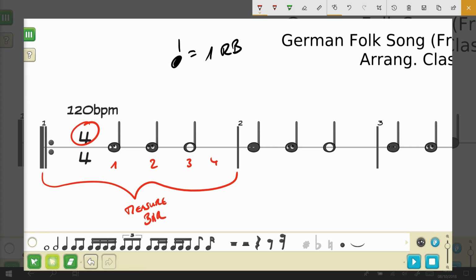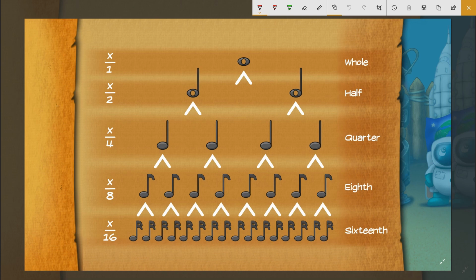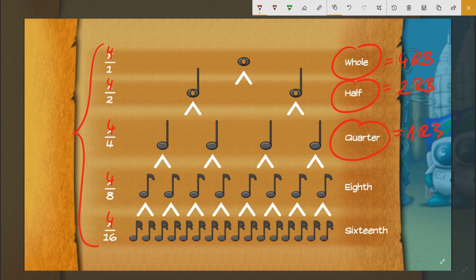The only thing I don't understand so far is why does the quarter note equal one regular beat? Oh, I see. I think I can help you out with that. Let's take a look into the family tree again, and we will now change the presentation of the indicator into fractions. Let's say we have 4 beats per measure. I will fill the upper number. This means that now the whole note equals 4 regular beats, the half note 2 regular beats, and the quarter note 1 regular beat. So the time signature defines how many beats you have in each measure, but also the value or regular beats of each music note.